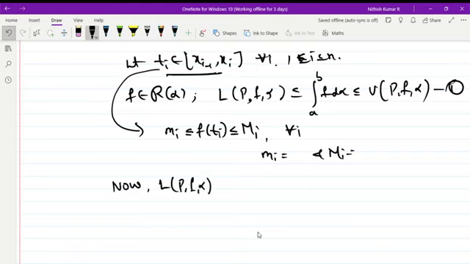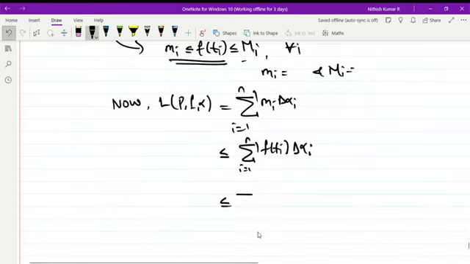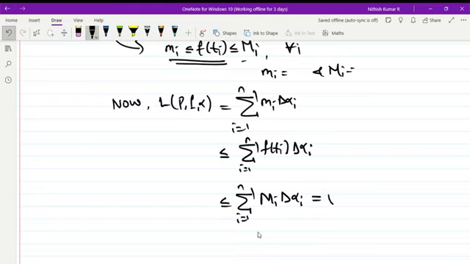Now L(P, f, alpha) is nothing but the summation i equals 1 to n of small mi into delta alpha i. Now, if you observe, mi is less than or equal to f of ti, therefore this is less than or equal to the summation i equals 1 to n of f of ti into delta alpha i. Again, this f of ti is less than or equal to Mi, so that is less than or equal to the summation i equals 1 to n of capital Mi into delta alpha i. Now, what is this? It is nothing but U(P, f, alpha).